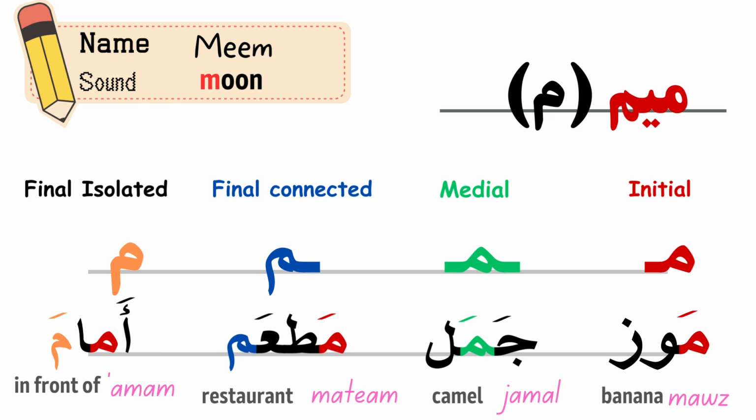The letter meem. Word mouse, mouse shows the initial form of the meem. Word جمل, جمل shows the medial form of the meem. Word مطعم, مطعم shows the final form connected of the meem and also the initial form of the letter meem. Word أمامة, أمامة shows the final form isolated of the letter meem and also the initial form, because of the alif we use the initial form.